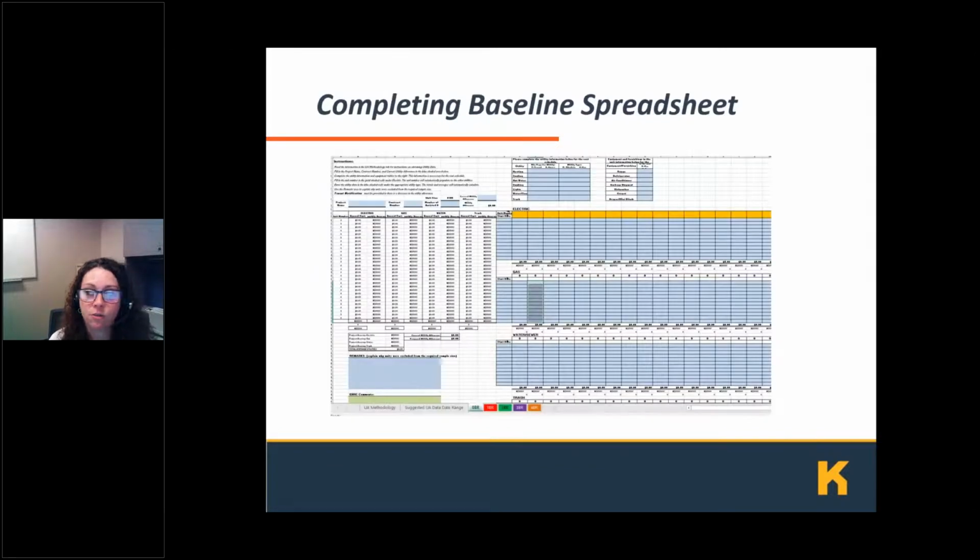All right, so this looks overwhelming. There's a lot of information here. This is the spreadsheet as a whole. It does look overwhelming. It's not, so we're going to break it down and I'm going to talk about each section of this spreadsheet.